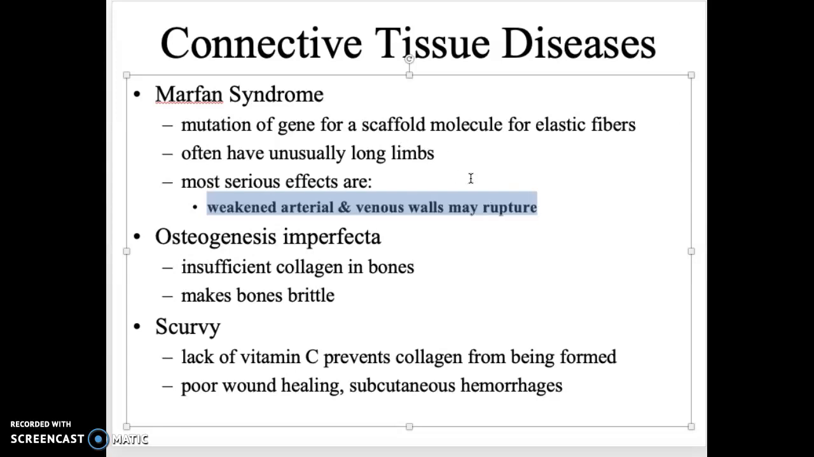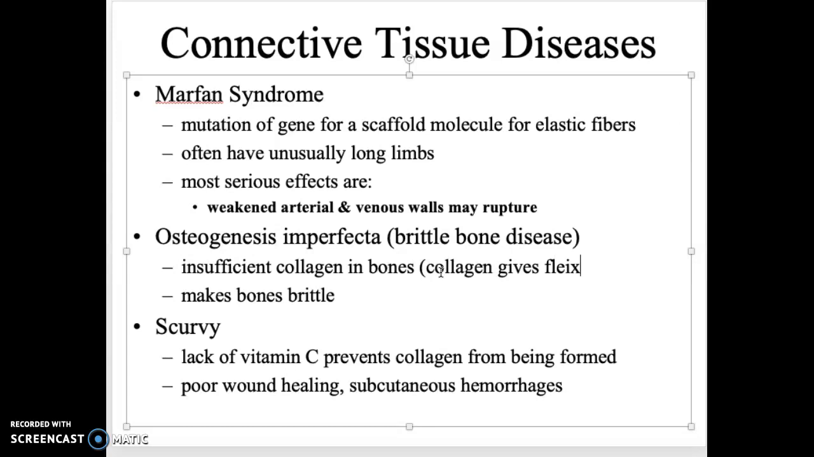Lots of people that have Marfan syndrome have to have surgery in their heart when they are very, very young, just to try to prevent the bursting of the arterial or venous systems, which does not go well. Osteogenesis imperfecta, you guys may have heard of this as brittle bone disease. This is because there's not enough collagen in the bones. So collagen gives flexibility. If we don't have any flexibility, the bones shatter pretty quickly.